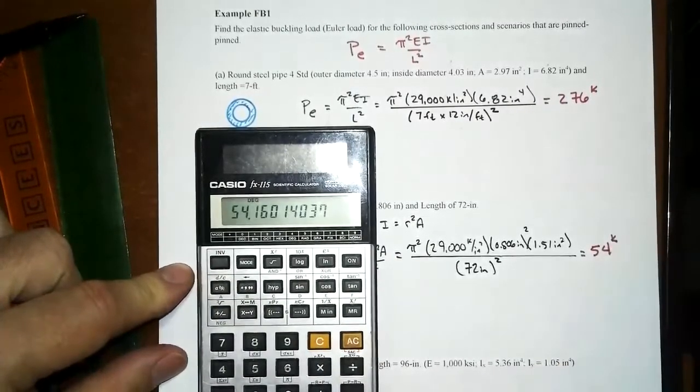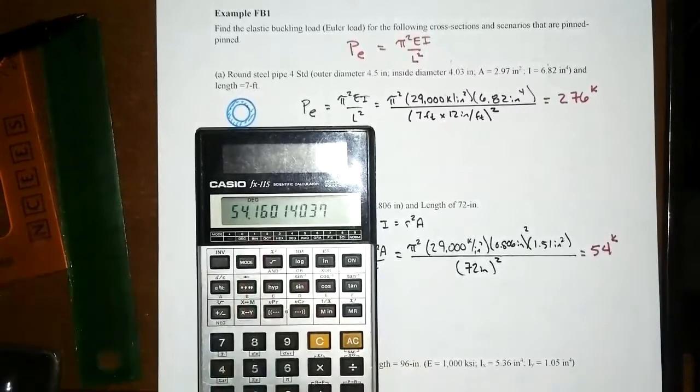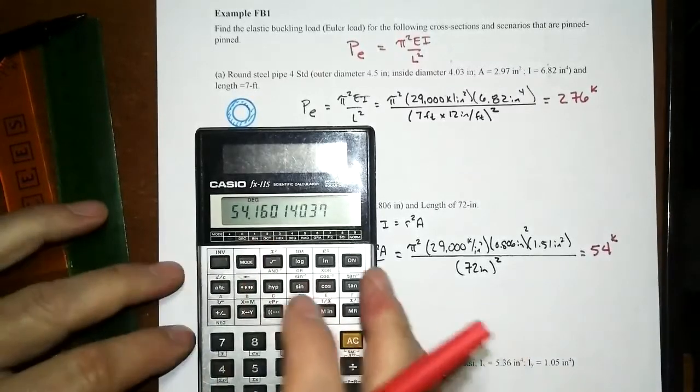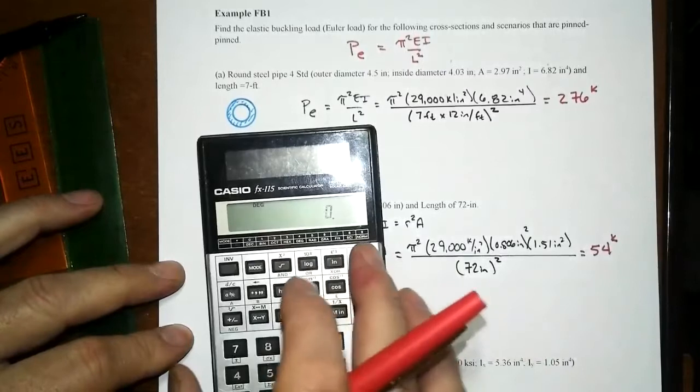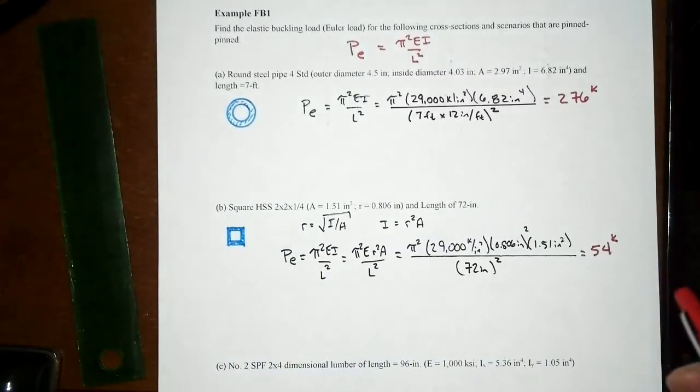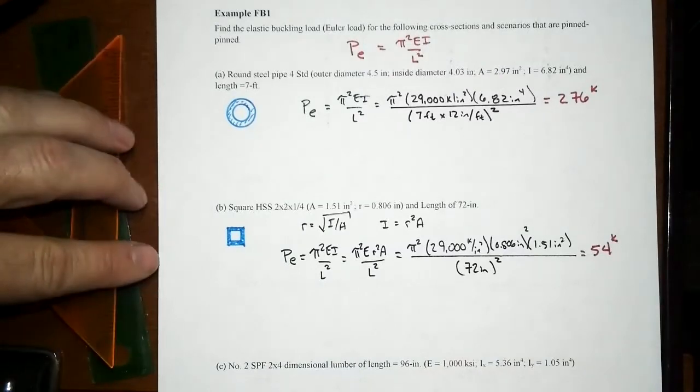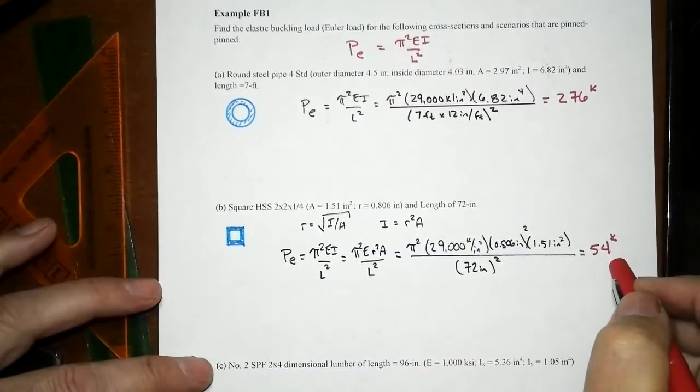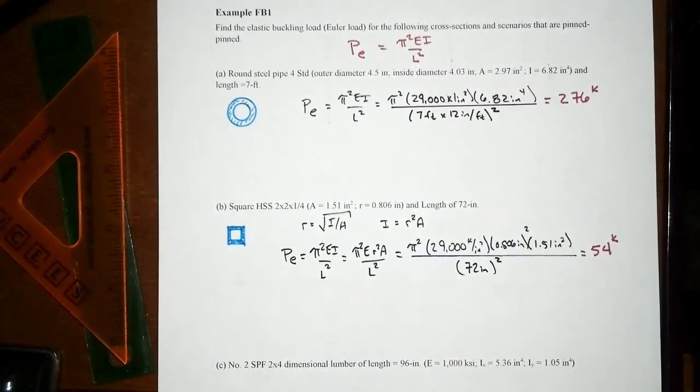kips. Not sure I'm going to be too focused on the decimals there, because everything about buckling is very imperfection sensitive, and so I would not get too precise in my final answer on that. So that's our second example, and we'll get ready for the third.